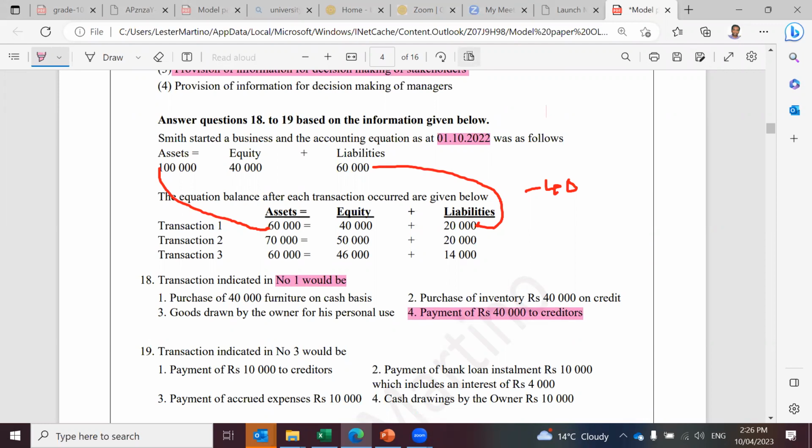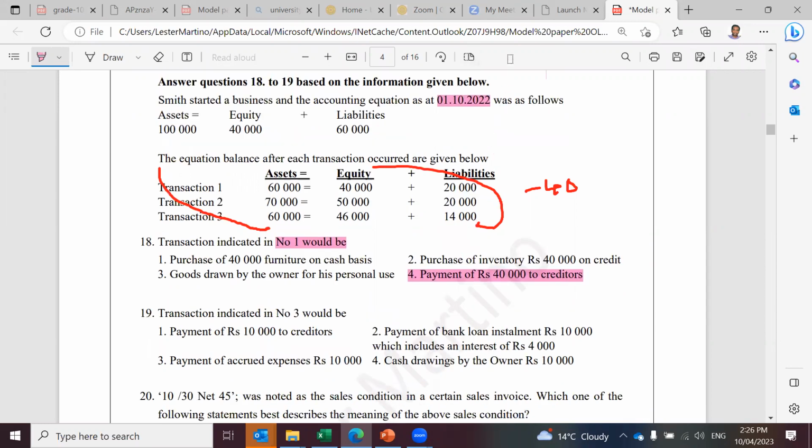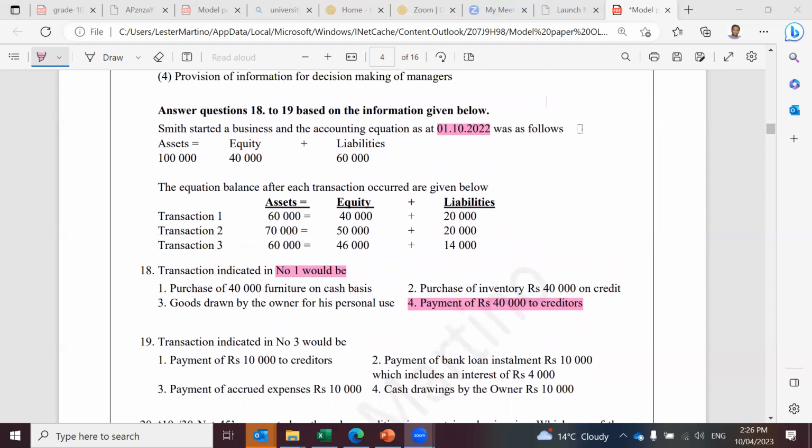Right. Next one. The transaction indicated number 3 would be. So let's look at the transaction number 3 and figure out what type of transaction happened. So number 3, 2 to 3. What is the difference here? Assets decrease by 10. Equity decrease by 4. And liability decrease by 6.